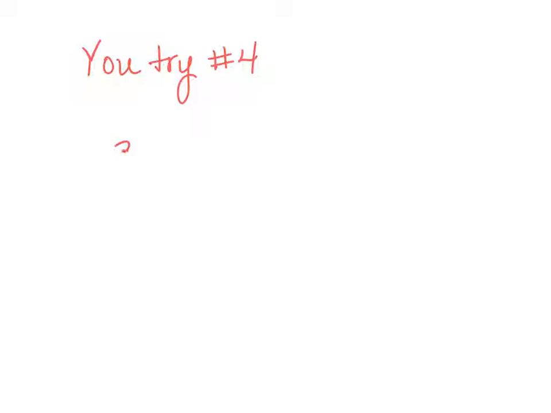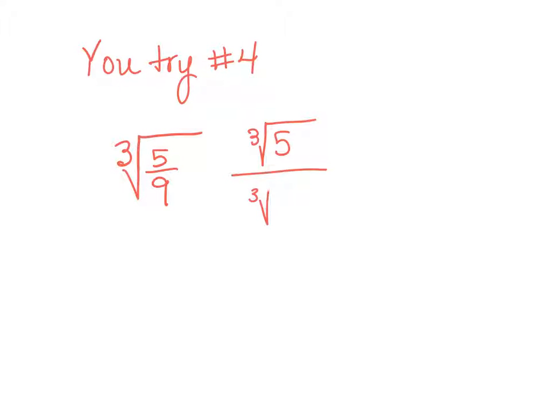Number 5, cube root of 5 over 9. So this is a cube root, so we're going to separate it. Cube root of 5 over the cube root of 9. What's the problem? Radical in the denominator. How many sets do I need to come out? I need 3 sets to come out. So here, 9 is the same as 3 times 3.